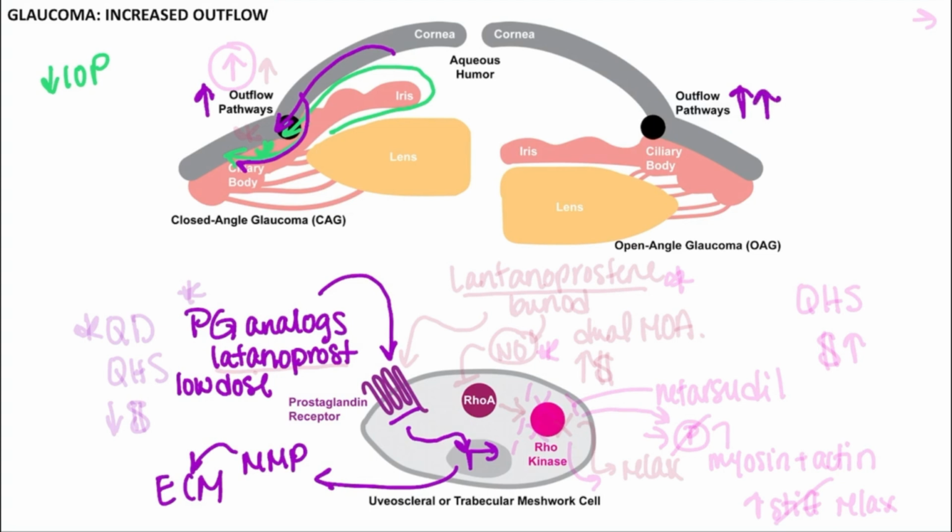So the bonus of this agent is it can be given once daily at night, but it can alter iris pigmentation. So caution if this is going to be used in just one eye. And then a few topical adverse drug reactions, but very minimal systemic side effects, which is a bonus. And these are commonly first choice for chronic treatment because they are cost effective usually, and the once daily dosing improves adherence.